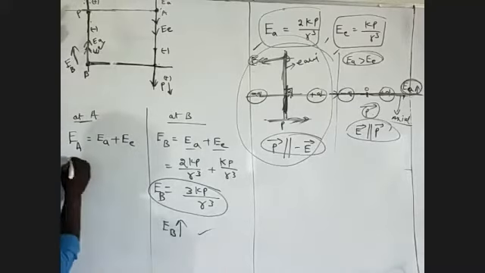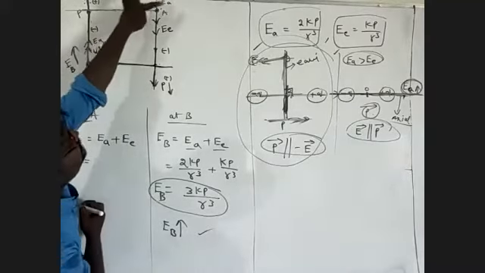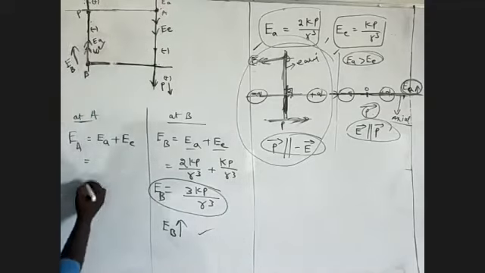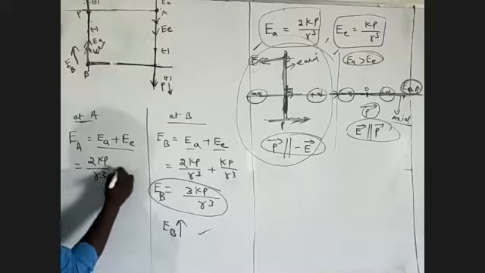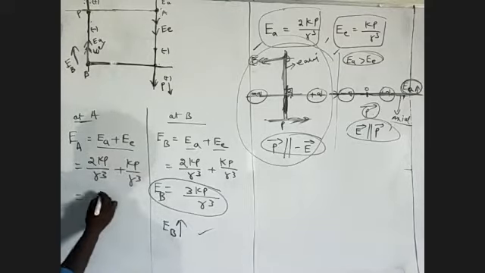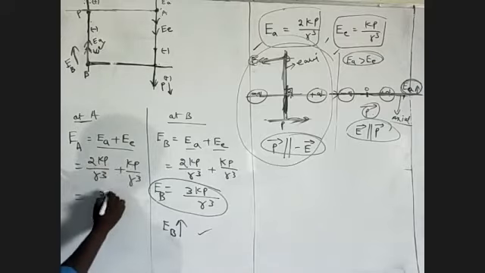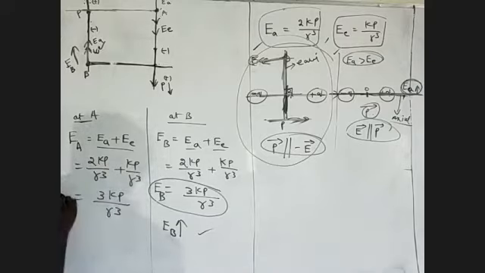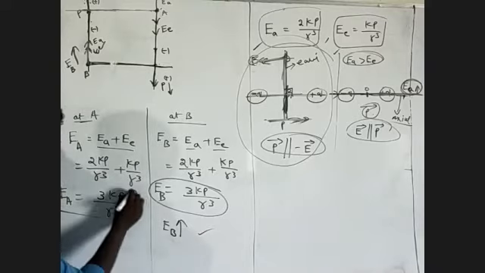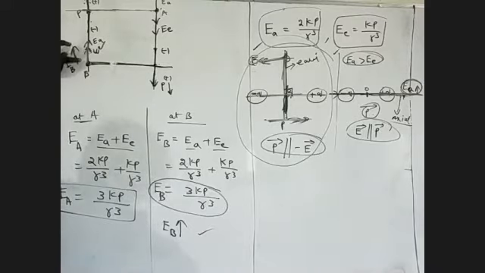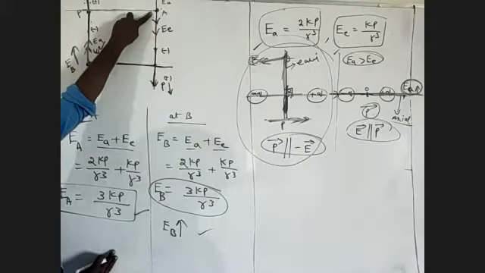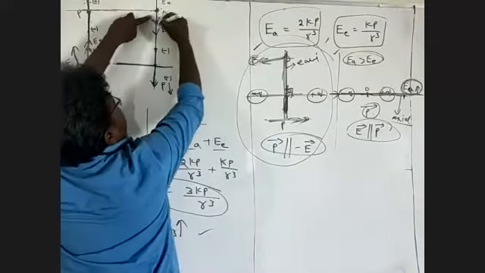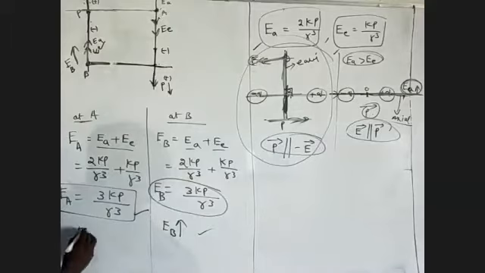This is over. Now at A point, EA is in the downward direction. This is the magnitude: 2kp by r cube plus kp by r cube, which is 3kp by r cube. This is EA, the magnitude of the electric field at A point. But the direction of EA is downward, EE is also downward, and the resultant EA is also downward.